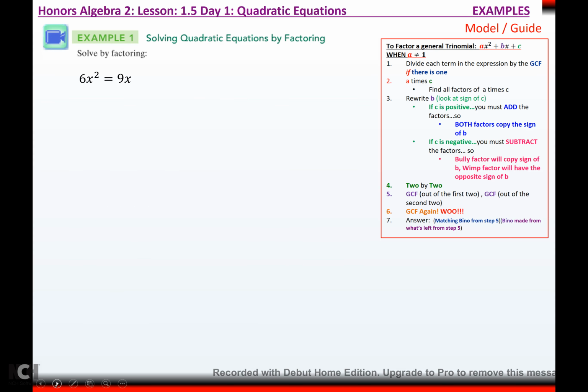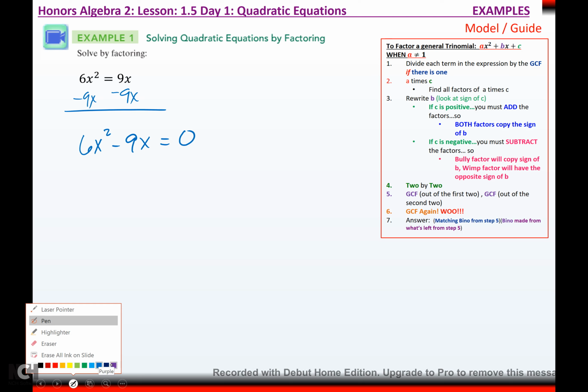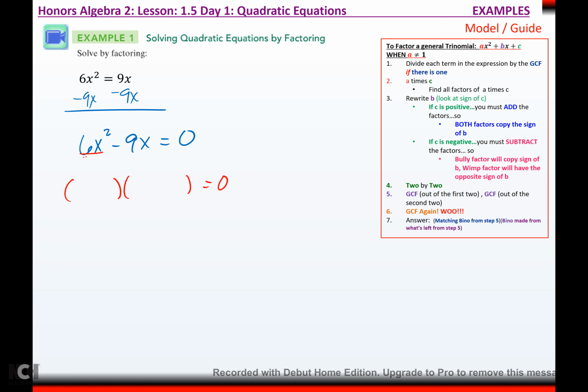Alright, so let's look at this one. Again, let's get 0 on one side, so I'm going to minus 9x. Minus 9x, I have 6x squared minus 9x equals 0. So again, we don't have a trinomial, we just have a binomial. So we can factor it by a GCF times what's left. They both have a 3 in common and 1 copy of x. So my GCF is 3x. If I divide by that, 6x squared divided by 3x would leave me 2x. Negative 9x divided by positive 3x is negative 3.